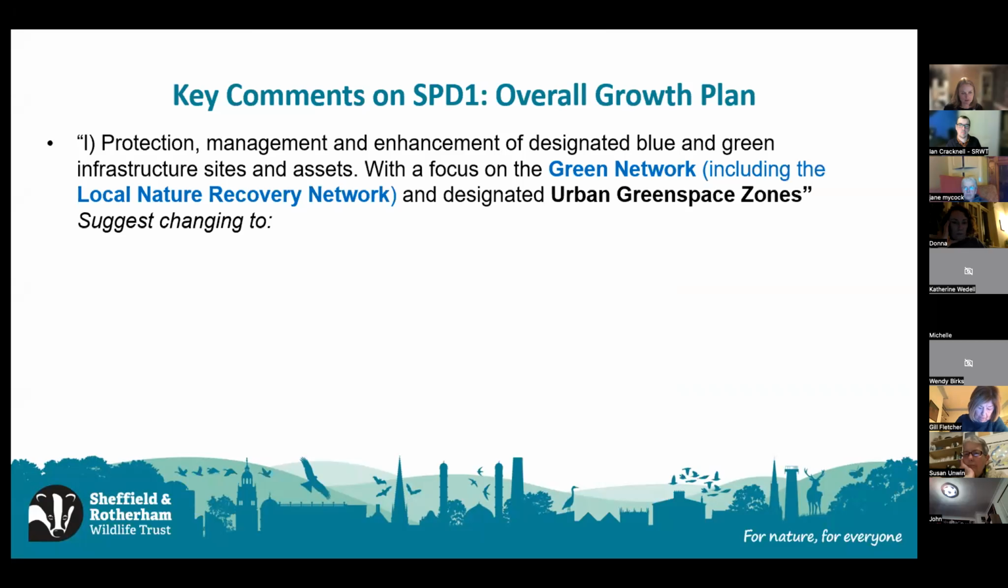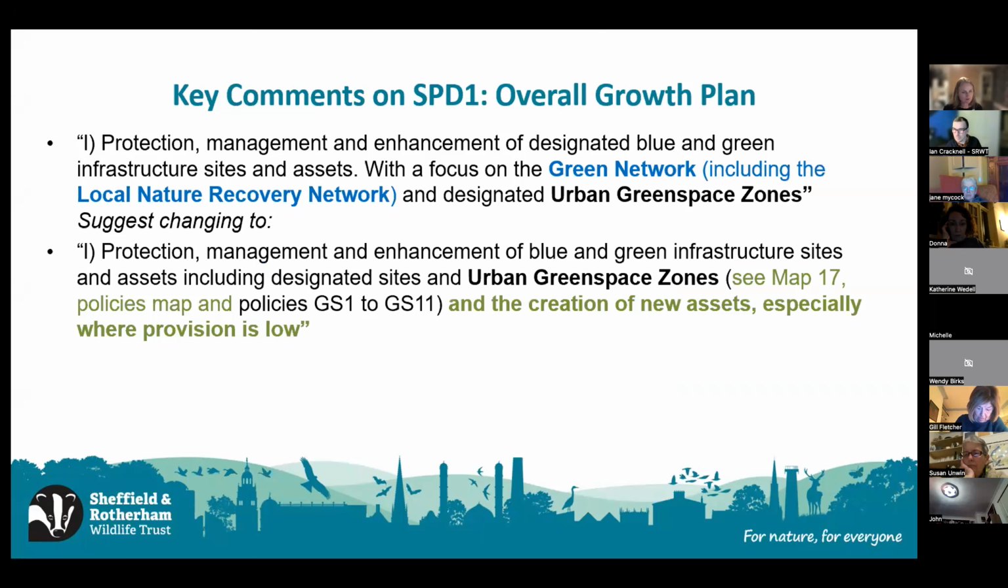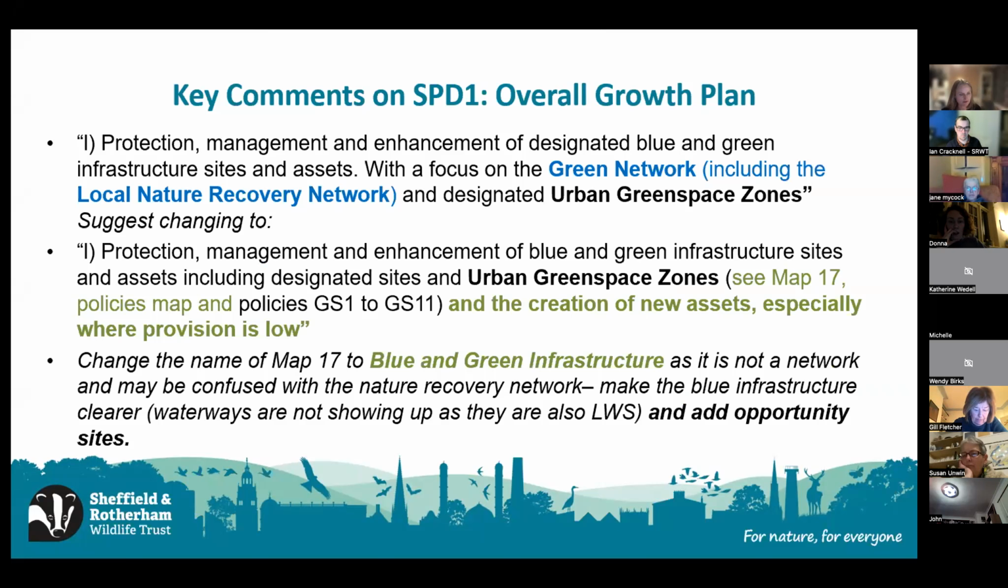But what I'm going to suggest is they separate out the green infrastructure map and policies slightly from the local nature recovery network, because they're slightly different things. Green infrastructure can include other things like cycleways that aren't really about nature recovery, but it's green infrastructure. And also, as I say, that map doesn't include where there could be new green infrastructure as well. So I'd like it to be a bit clearer that it is actually a blue and green infrastructure map, and they can add some opportunity sites as well.